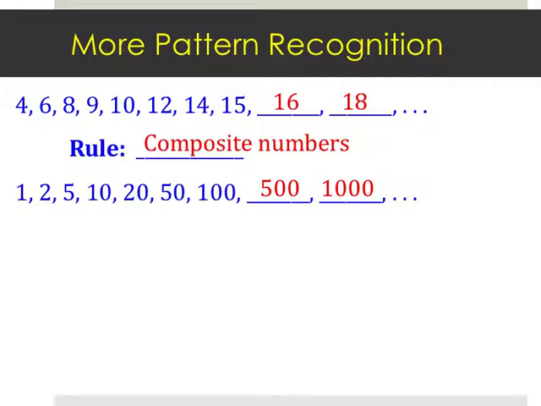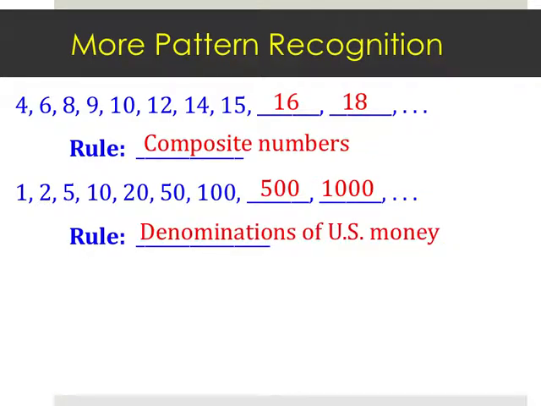Okay. This one's kind of a nasty one, but those are denominations of US money. Oh my gosh. $1 bill, $2 bill, 5, 10, 20, and yes, there is a $500 and a $1,000 bill, or there was at one point in time.